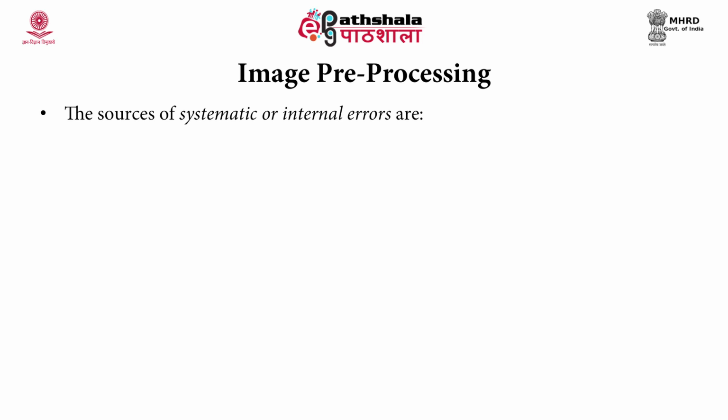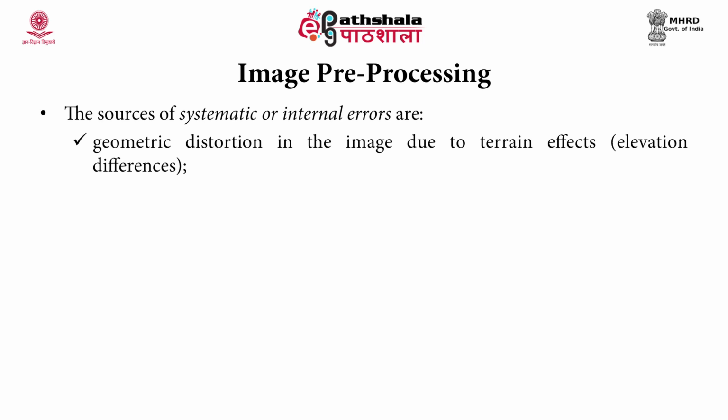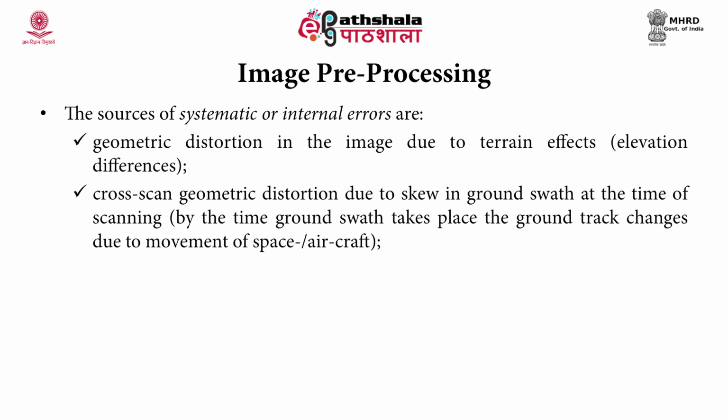The sources of systematic or internal errors are: the first is geometric distortion in the image due to terrain effects such as differences in elevation. The second is cross scan geometric distortion due to skew in ground swath at the time of scanning.